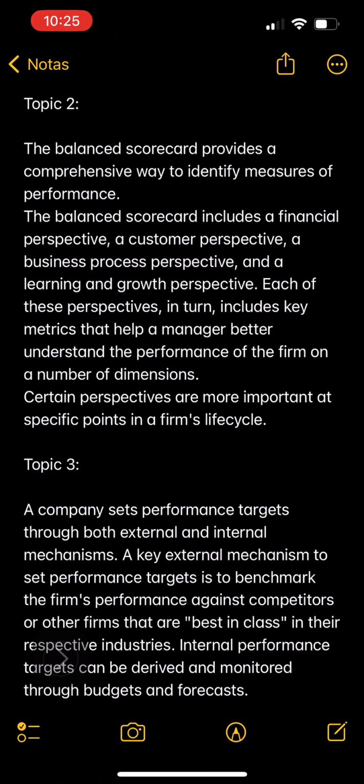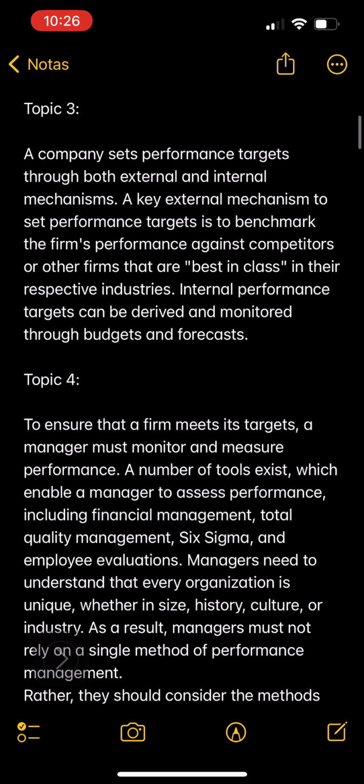Topic 3. A company sets performance targets through both external and internal mechanisms. A key external mechanism to set performance targets is to benchmark the firm's performance against competitors or other firms that are best in class in their respective industries. Internal performance targets can be derived and monitored through budgets and forecasts.